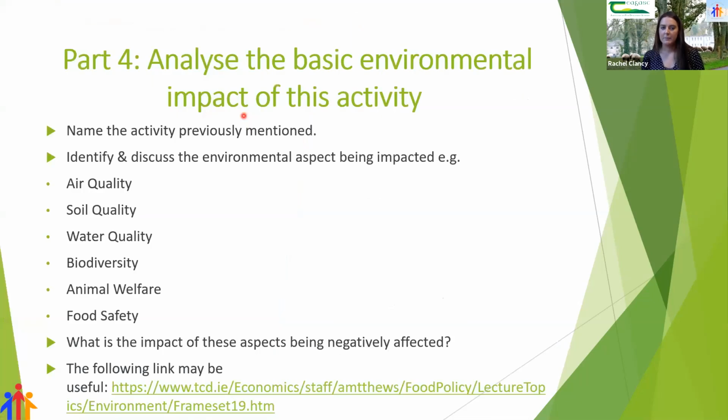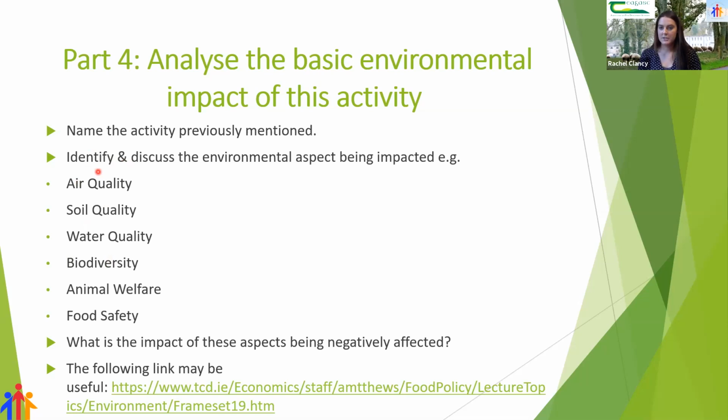Looking then at part 4, you have to analyse the basic environmental impact of this activity. So name the activity previously mentioned, whatever activity you've decided to discuss. Identify and discuss the environmental aspect that's being impacted. So whether it's air quality, so for example, with your low emission slurry spreading, air quality would be impacted if you weren't using this method. Soil quality, water quality, biodiversity, animal welfare, food safety. So any of the topics that you discussed previously, which, if any, of these are impacted by the environmental aspect.